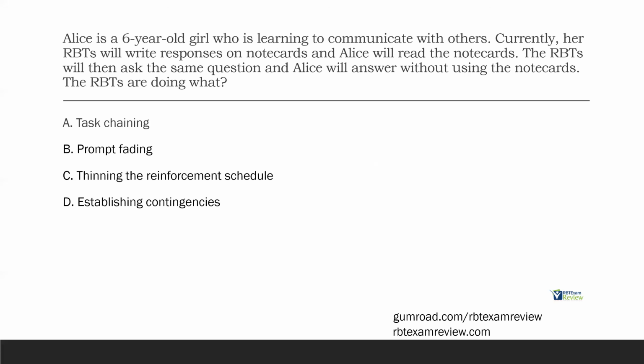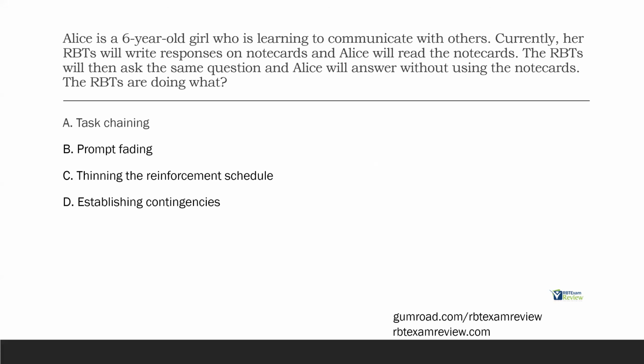Alice is a 6-year-old girl who is learning to communicate with others. Currently, her RBTs will write responses on note cards, and Alice will read the note cards. The RBTs will then ask the same question, and Alice will answer using the note cards. The RBTs are doing what? Well, let's kind of break this down, right? Alice is learning to communicate. Her RBTs are writing responses on note cards, and Alice reads the note cards. What are RBTs doing? Her RBTs are prompting Alice. Then the RBTs ask the same question without the note cards. What have they done? They've removed the note cards, okay?